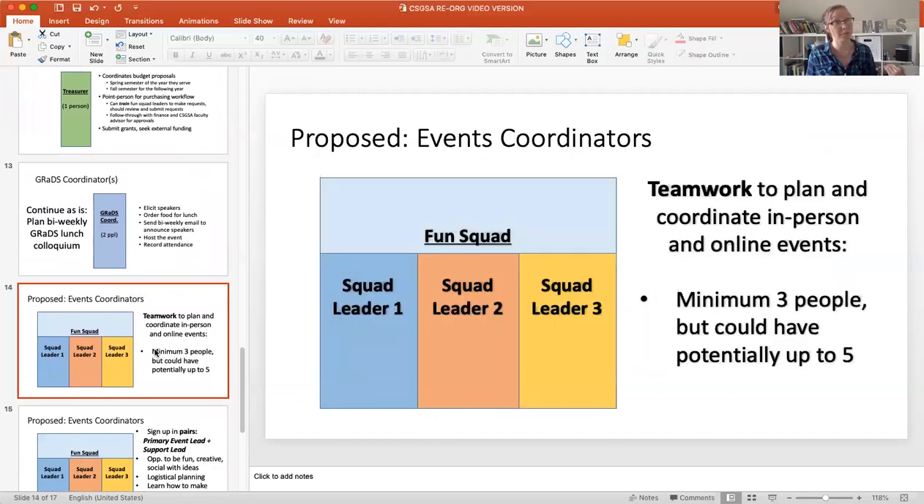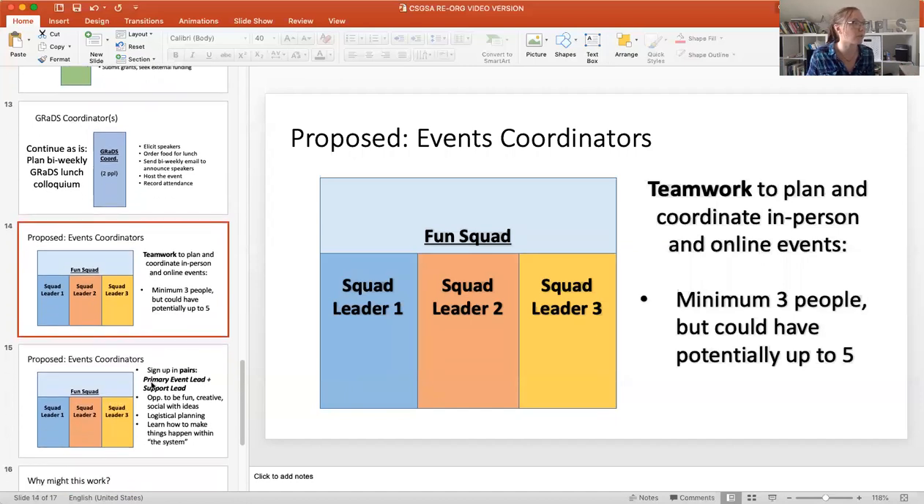So now this is a new position, the events coordinators or the fun squad leaders. So the idea behind this role is that we're going to have teamwork to plan and coordinate both in-person and online events. We're going to need a minimum of 3 people, but we could have up to 5. It's fairly flexible, and basically the more people we have, the smaller the number of events that each person would be primarily responsible for.